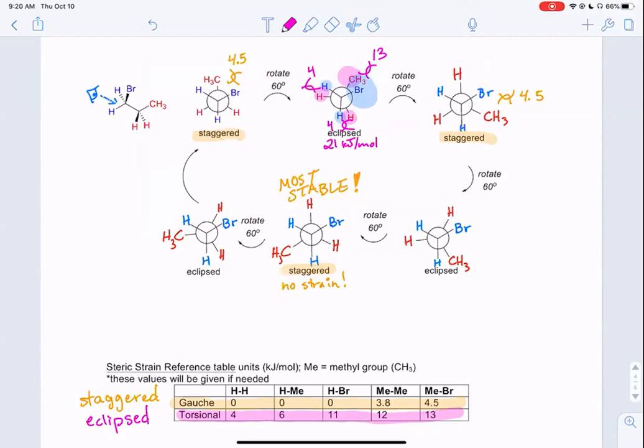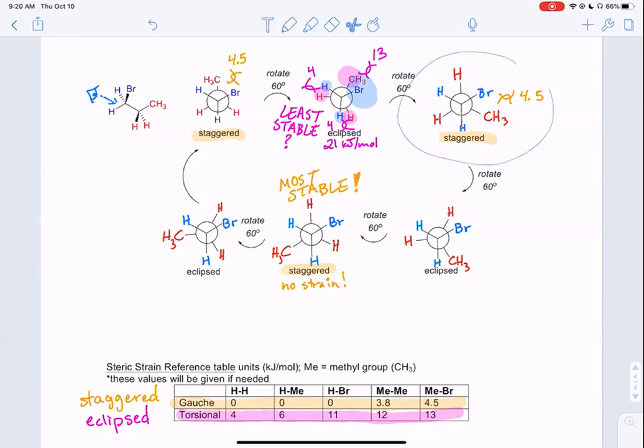So, I mean, at this point, I'm seeing that the biggest groups are bumping into each other. This is probably going to be our least stable conformation because the biggest groups are bumping into each other. But I'm going to put a little question mark there because I do want to check the others. So I think it's the least stable because it has the highest amount of energy. The biggest groups are bumping into each other.